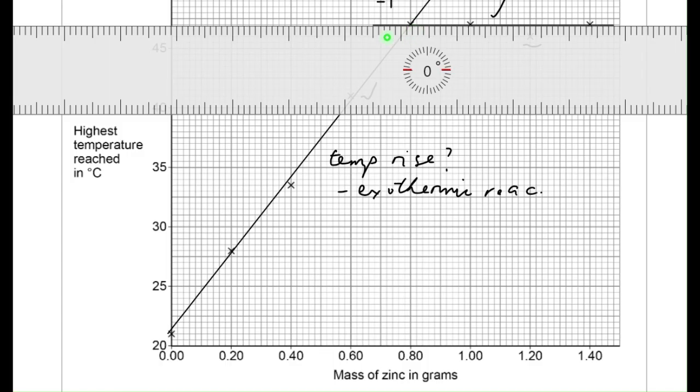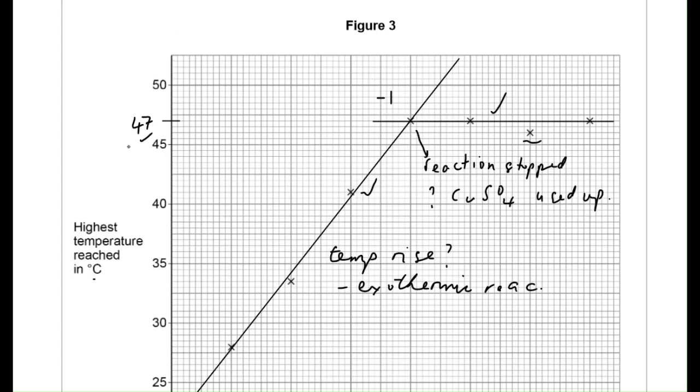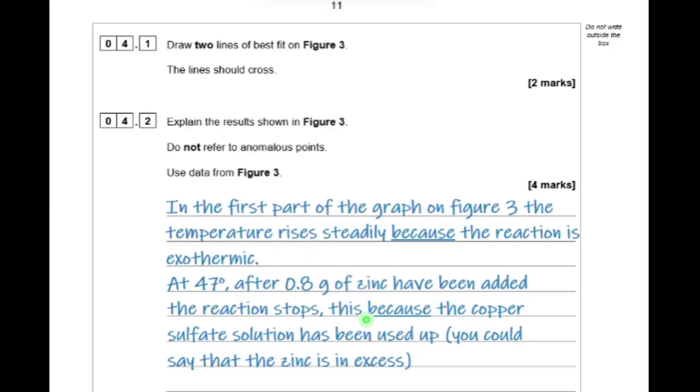Back to the graph and to the second line, the horizontal line. The horizontal line extends across to the vertical axis at 47 degrees. So where the 2 lines cross, this is telling us that the reaction has stopped because the temperature is no longer rising. Explanation, why is this? Well, this is probably because the copper sulfate has all been used up, because we can see that we're still adding zinc here, so the zinc must be in excess. So let's write all this out so we get our 4 marks.